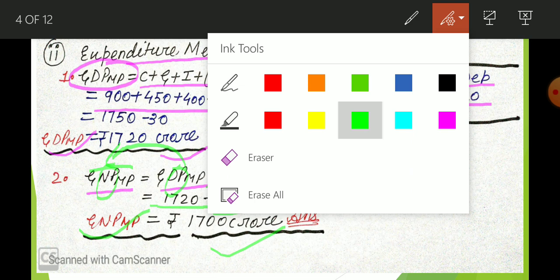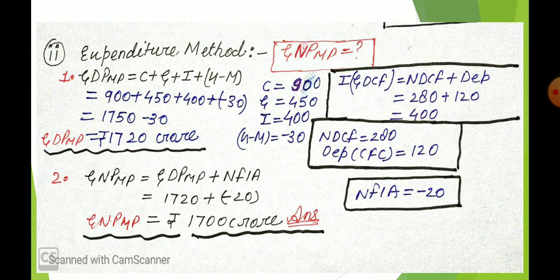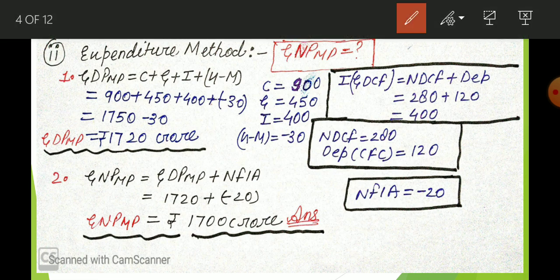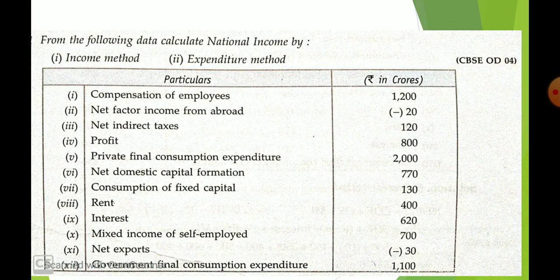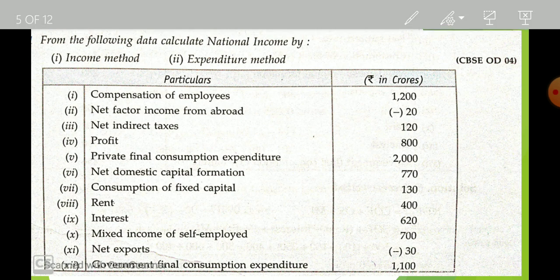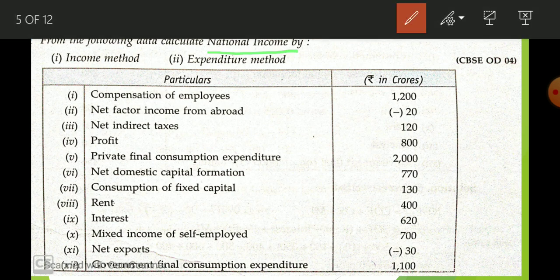Okay student, please try it yourself. Okay, again, now we do the next question. Here in this question we have to calculate national income with the help of income method and expenditure method. Okay student, and national income means we have to find out NNPFC.